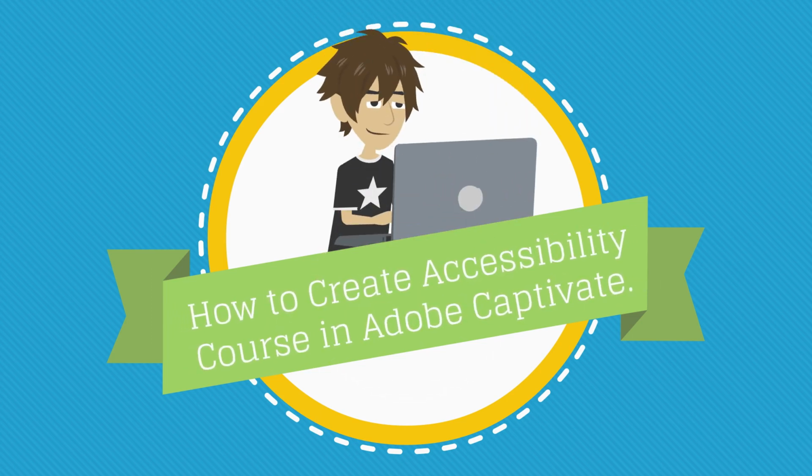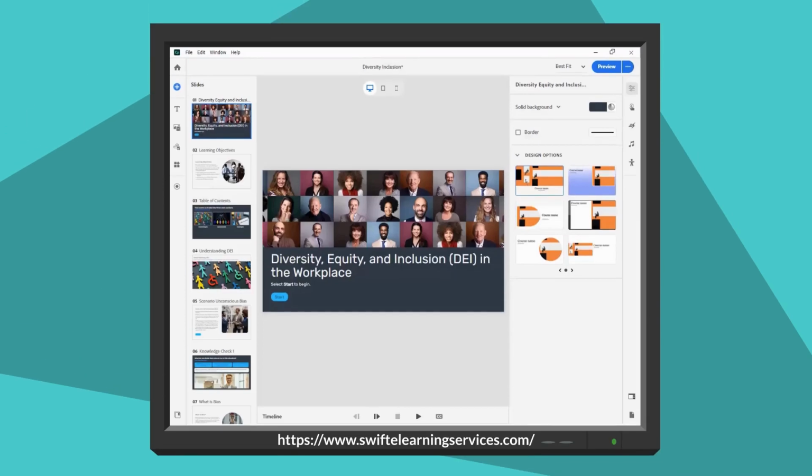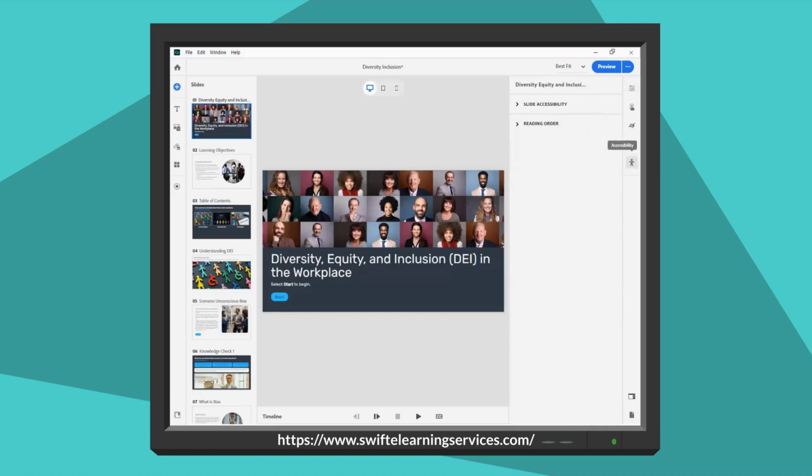How to create an accessibility course in Adobe Captivate. Adobe Captivate's latest version streamlines e-learning content creation for Section 508 and WCAG 2.0 accessibility standards. To access it, click the accessibility icon on the right side of the screen.